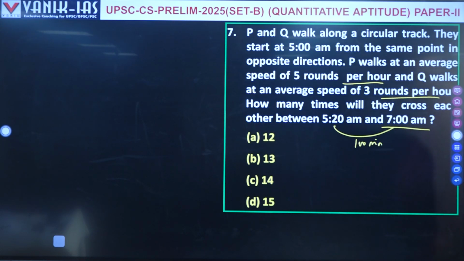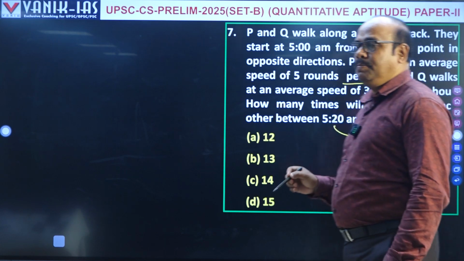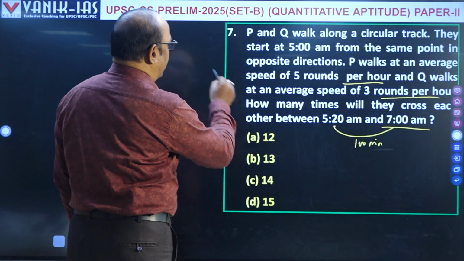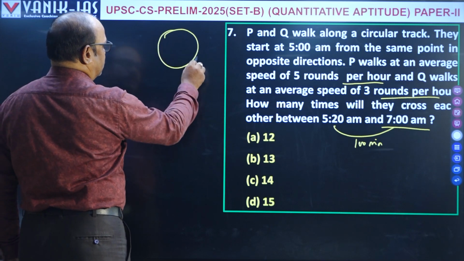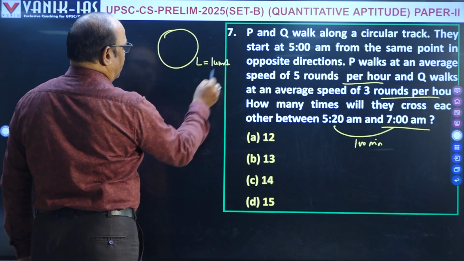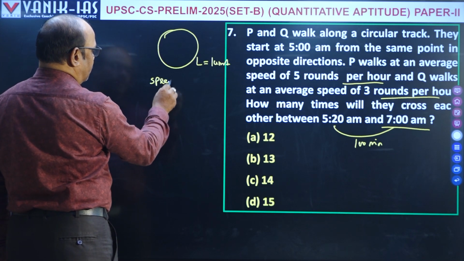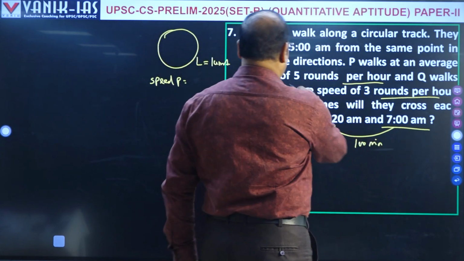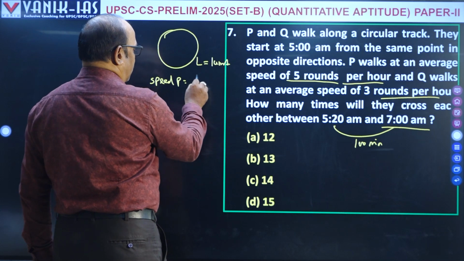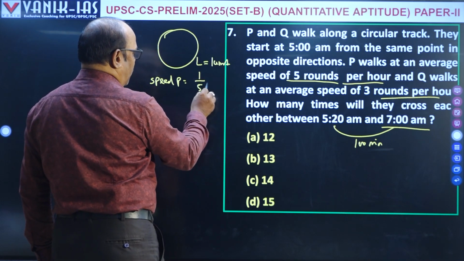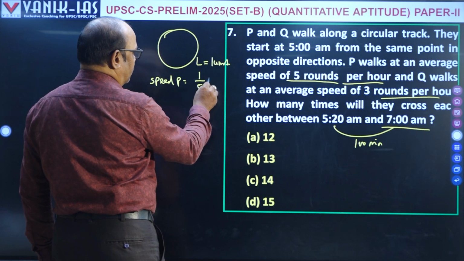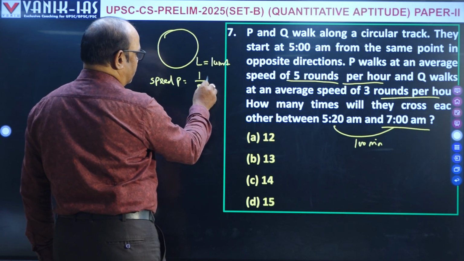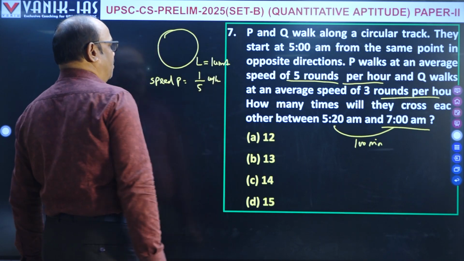That means in 100 minutes, how many times will they cross each other? First find the speed of the persons. Let the circular distance, the length, be 1 unit. The speed of P is 5 rounds per hour. That means 1 unit of distance it will cover in 1 by 5 hour. This is the speed of person P.